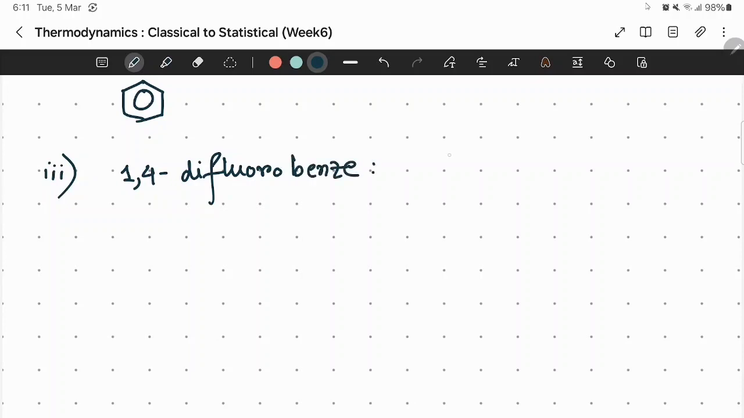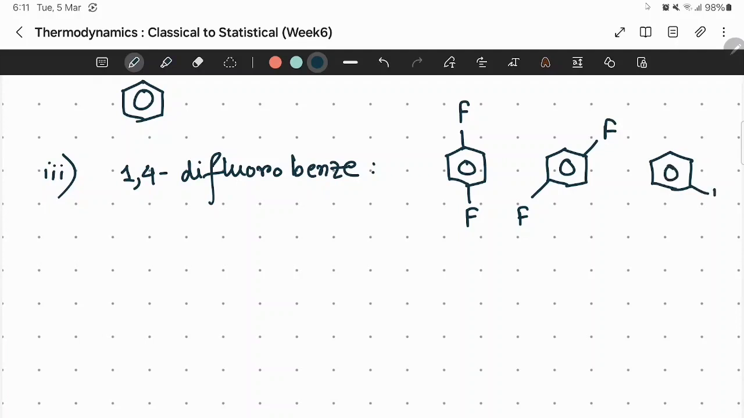1,4 dichlorobenzene will look like this. Is there any orientation possible? Yes. This is also 1,4 difluorobenzene.